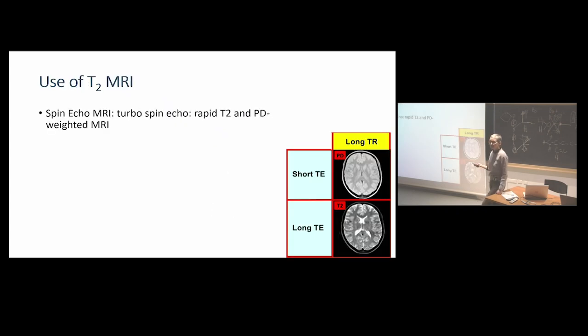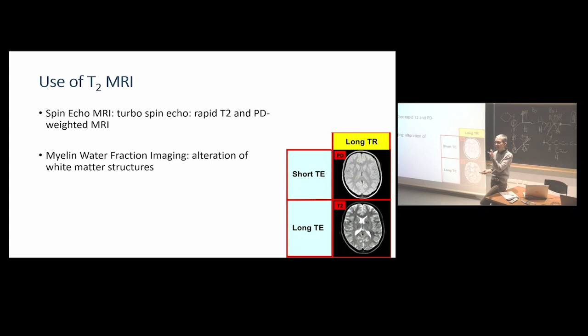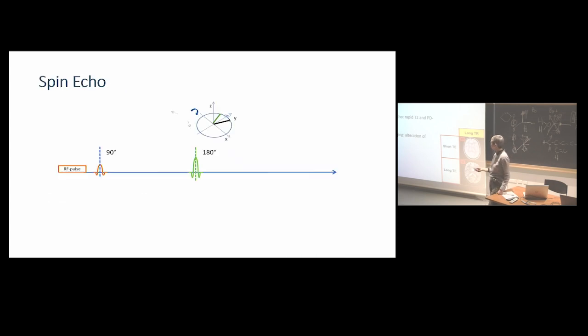So where do we use this kind of T2 imaging? Well, it's very, very popular in the clinic. And you can get both information about T2 and information about proton density by just varying your sequence parameters. What we will see in a while is that you can start to determine what fraction of water we have trapped inside the myelin. That's myelin water fraction imaging. And then we can do something which people like a lot with MRI: diffusion-weighted MRI. So let's have a look at that.